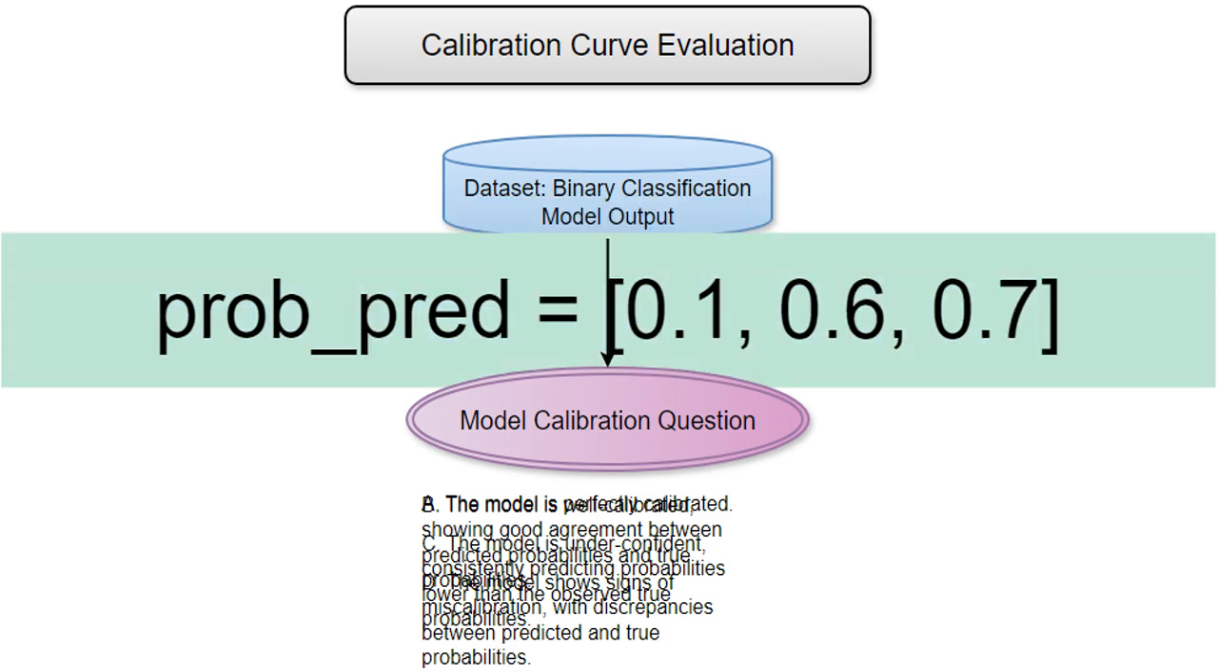This array, prob_pred, shows the average predicted probabilities by the model for those same groups of predictions. Notice how it compares to prob_true. The model predicted an average probability of 0.1 for the first group, 0.6 for the second, and 0.7 for the third. We compare these values to the corresponding values in prob_true to assess the model's calibration.